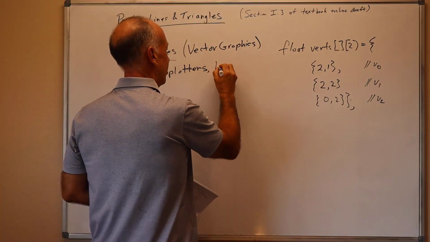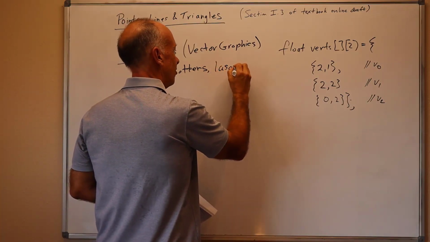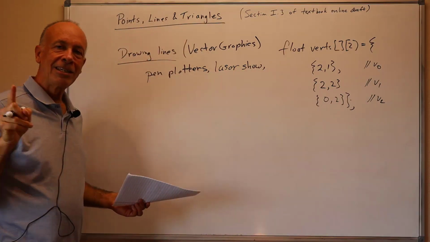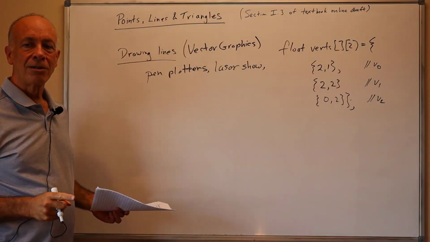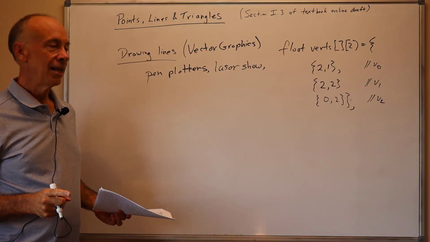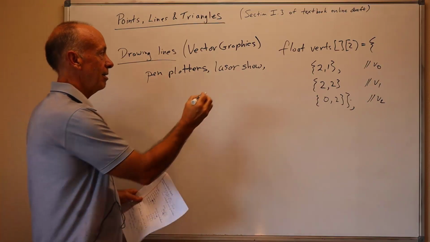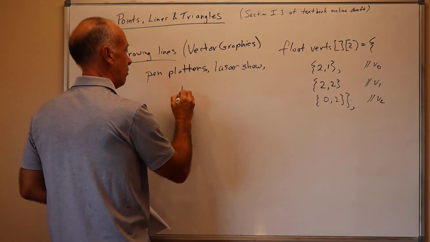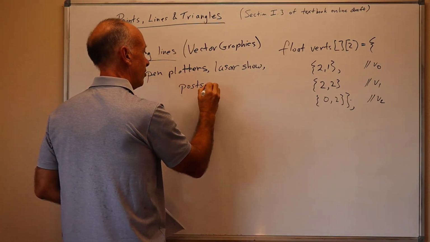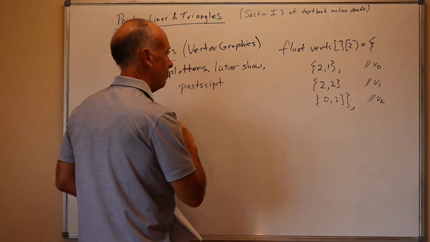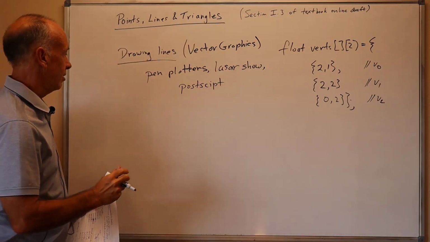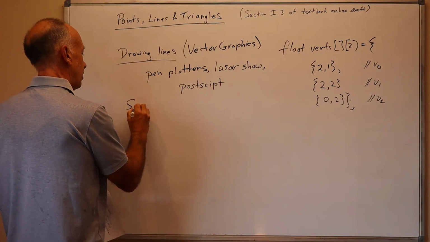Or maybe you've seen a laser show, where a laser light shines across a wall and draws what looks like lines on the wall. Or languages like PostScript and lots of other systems as well are vector graphics based. They essentially draw lines. For instance, here is a sample type of commands on a pen plotter.